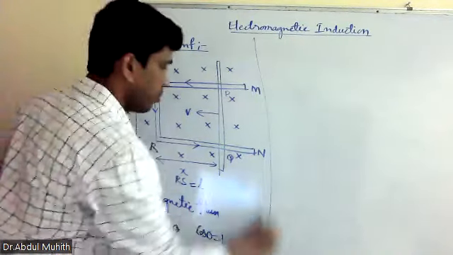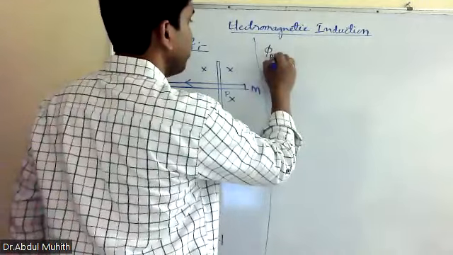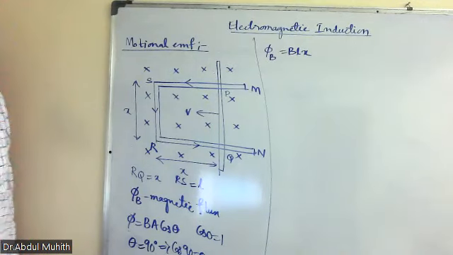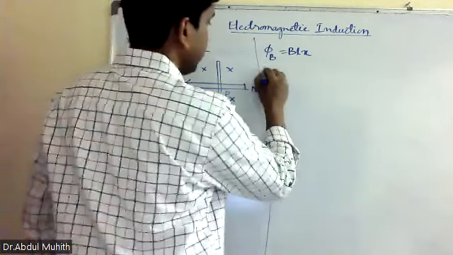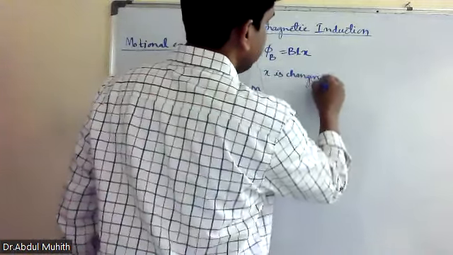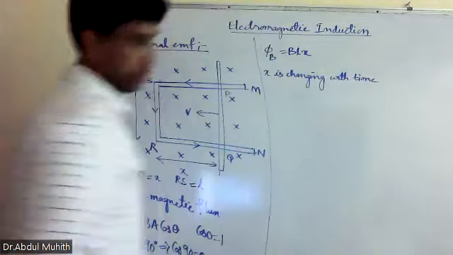So therefore, we have the formula here. Phi b is equal to b into Lx. Okay, phi b is equal to b into Lx. Here x is changing with time.